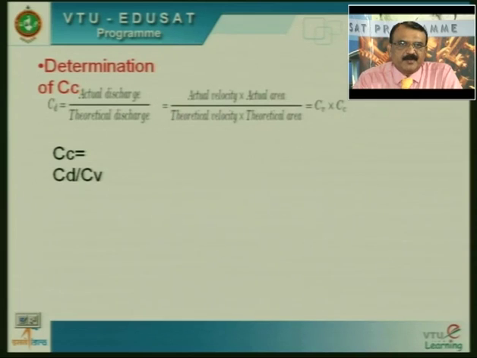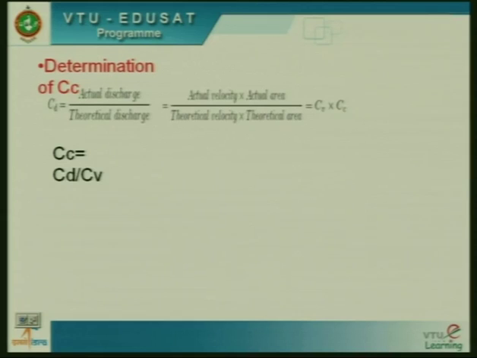In this equation you determine the value of actual discharge, you determine the value of theoretical discharge, and calculate the value of CD. Once you find the value of CD, since you already determined the value of CV, CC is equal to CD divided by CV. Okay. So any doubt? I hope you are clear in this.